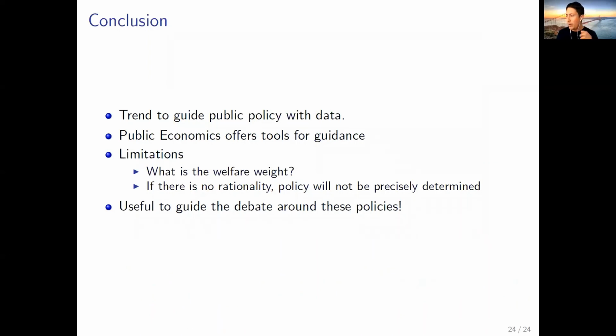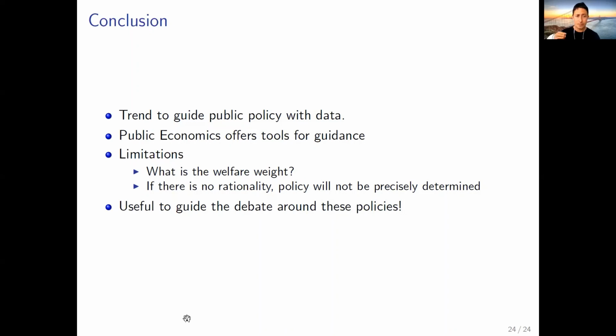Okay, so to wrap up, I hope what we learned today is that there's a big trend to guide public policy with data. Public economics offers these very cool tools, the sufficient statistic method, to guide these policies. But there are a couple of limitations, and I want to be upfront about that. The first one is: what is the welfare weight? This is a philosophical question, and it's out of the scope of economics, in my opinion.